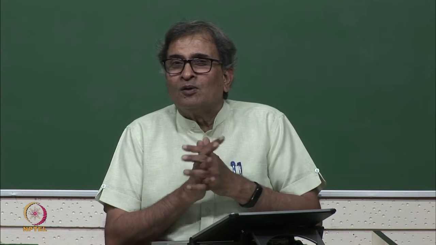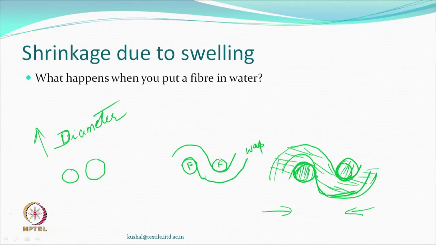So, suppose somebody asks a question: warp is polyester, weft is viscose, in which direction will the swelling be? There is no direction of swelling. Which direction will the shrinkage take place? In the warp direction, or in the weft direction? I leave this question to you. But you must remember that because the diameter of this yarn has increased, the other yarn has to traverse a larger path.